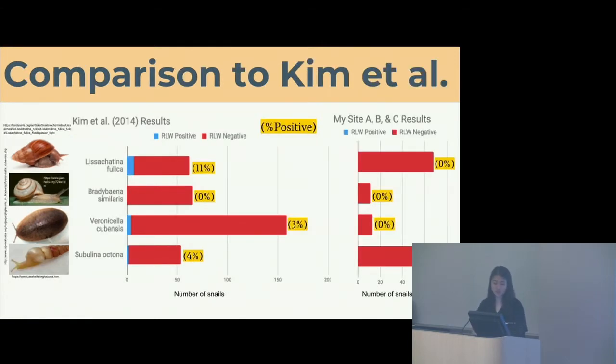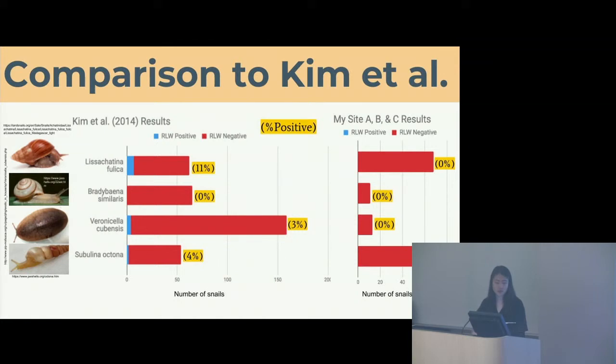So I compared the results of this experiment with the past 2014 mapping from the researchers at the Bishop Museum, and I found that the infection rates of the bottom 3, Bradybaena similaris, Veronicella cubensis, and Subulina octona, were relatively low to begin with, even in their study. However, the top one, Lissachatina fulica, was quite high, with an infection rate of 10%, compared to mine of 0%.